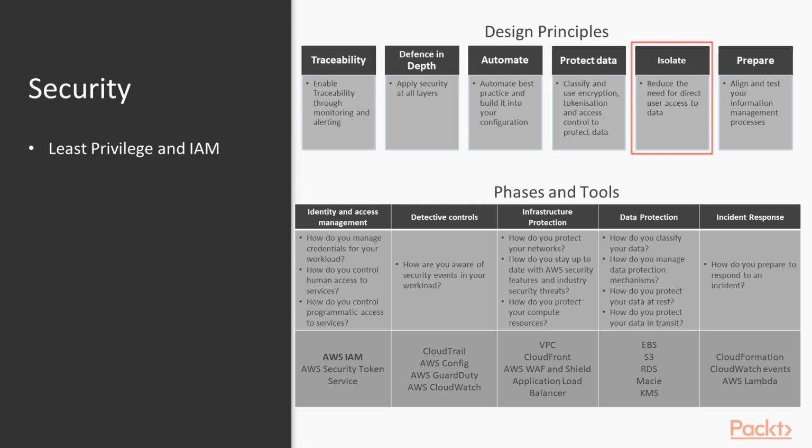Isolation. On the whole, try not to allow users access to data and to systems. Use proxies, use APIs, use the console, and then always make sure that you align and test your information management processes. So how do you deal with a breach? How do you make sure that people are putting data where they should and not where they shouldn't?